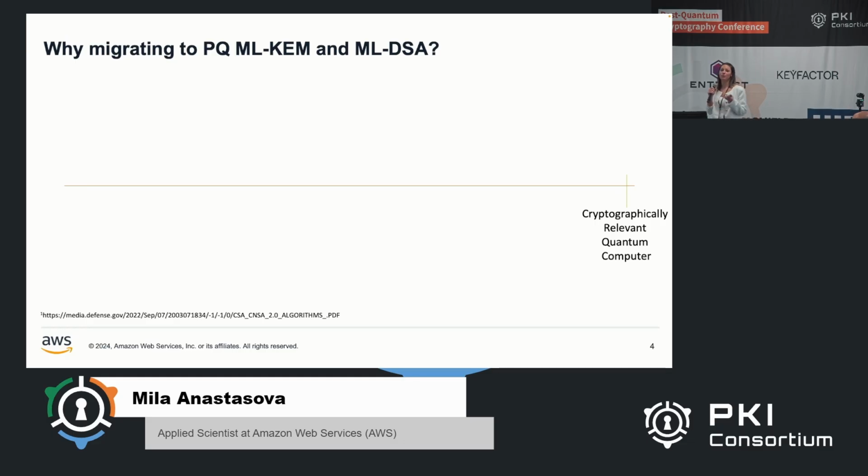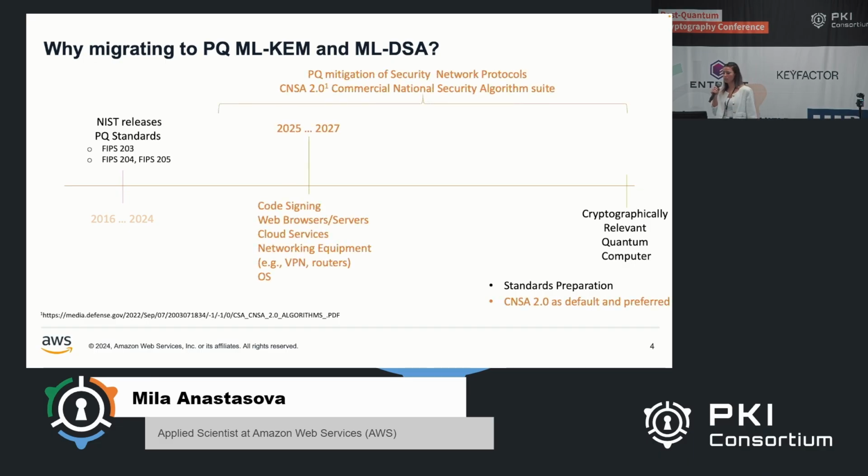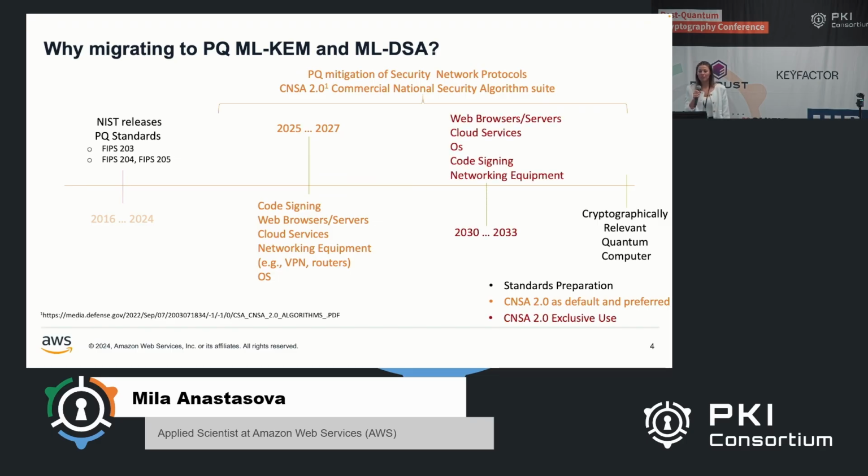As we know, the increasing capabilities of quantum computers threaten to break the classical cryptosystems that are deployed nowadays. This is the reason for NIST to initiate a post-quantum standardization process in the year 2016, where last year, in 2024, the final standards, including ML-KEM and ML-DSA, were announced. Starting this year, 2025, until 2027, the Commercial National Security Algorithm Suite, CNSA 2.0, requires to set post-quantum standards as default and preferred algorithms for cryptographic applications. Starting the year 2030 until 2033, as we have already heard multiple times during this conference, the CNSA 2.0 requires the exclusive use of post-quantum algorithm standards.